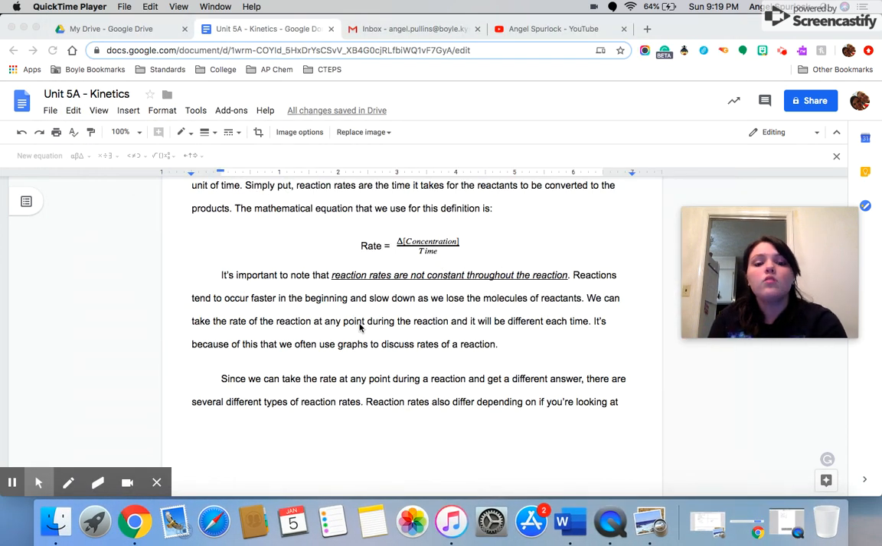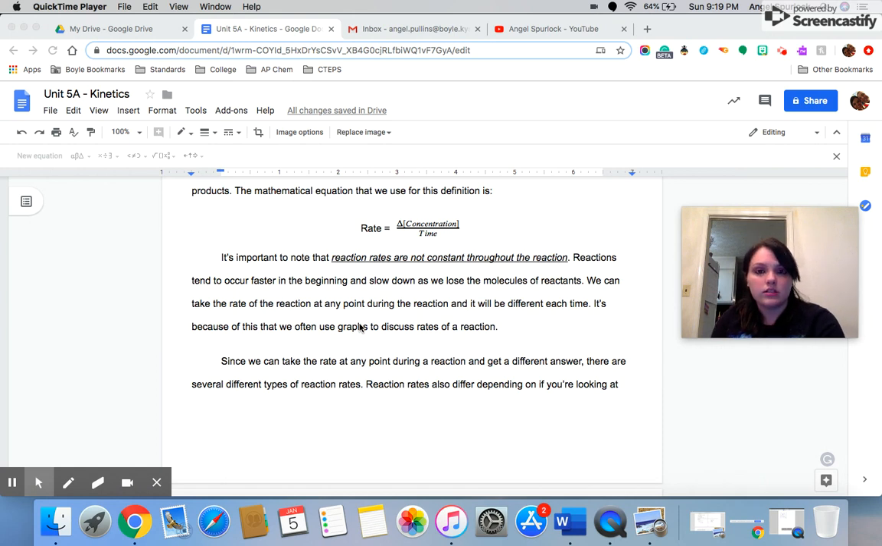So reaction rates are not constant. You could take a reaction rate every 10th of a second in a reaction and get a different number every time. And so because of that, there are several types of reactions or reaction rates that you can have. And so we're going to talk about that in this section. So in this section, we're just going to introduce the types of reaction rates, and we'll go into a couple of them. For the most part, we're just going to look at an overview.